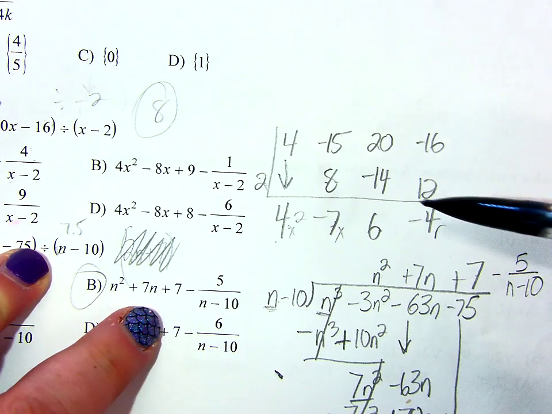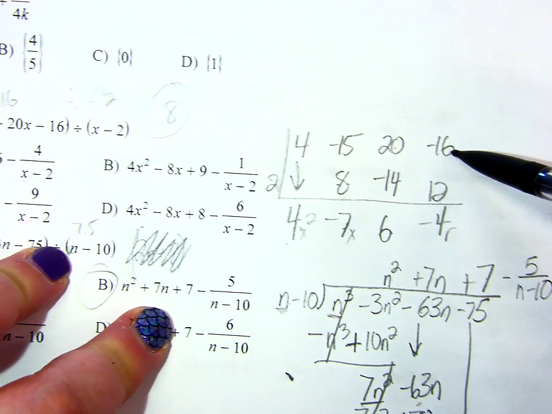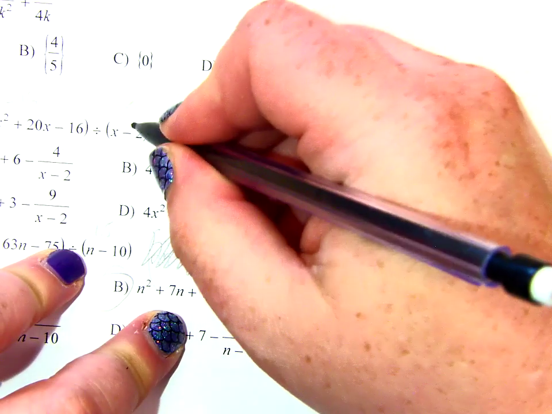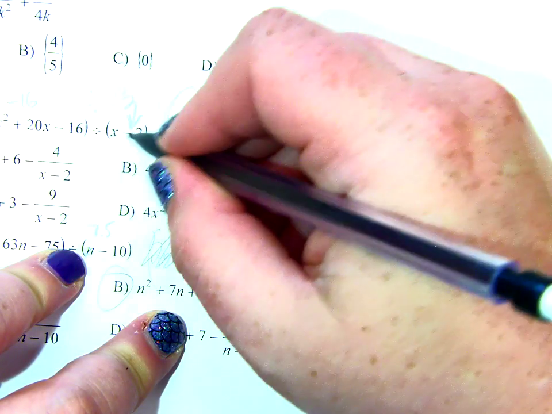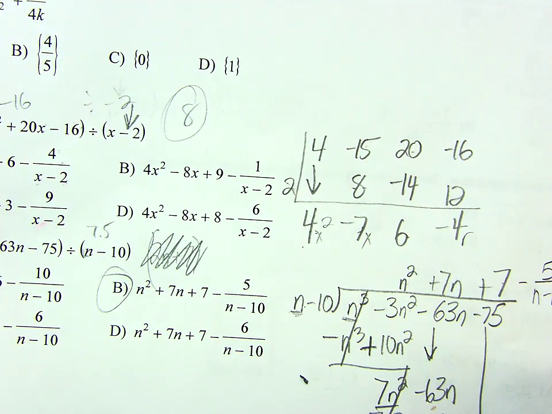Remember with synthetic, if we look at our example from last week, you have to make sure it's in standard form. You write down all the coefficients. And then remember, you're plugging in the opposite of what you see there. So you're actually going to plug in a positive 2. Get all your answers.